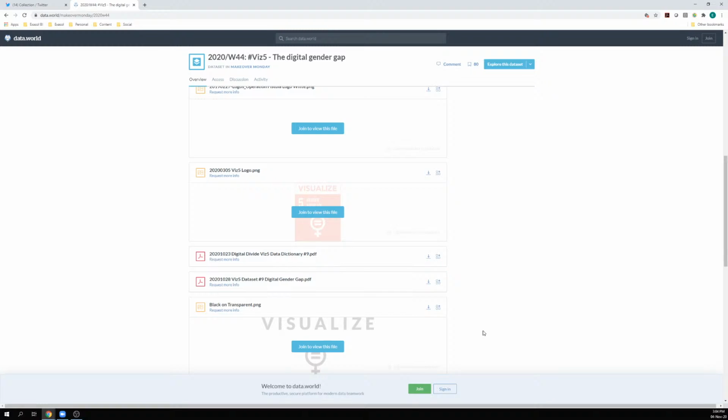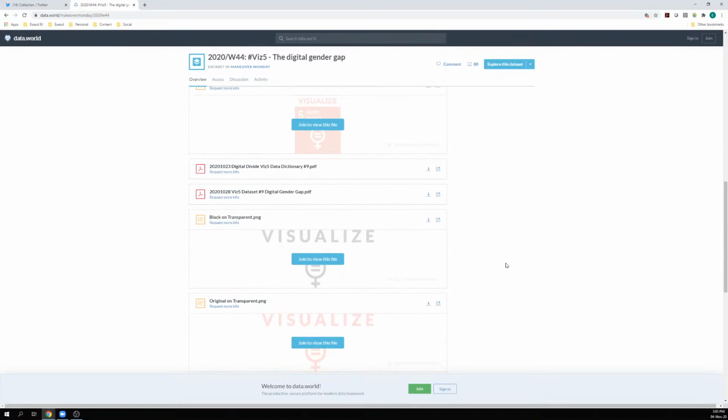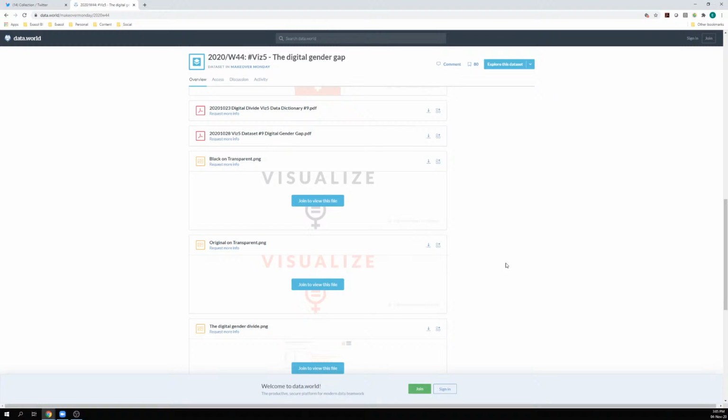And then the data dictionary, I'm sure you're all more familiar with. This is just talking about the different cells and columns and rows and what the data is and how it's been calculated. It also includes the data source, how it was collected, and any additional context.